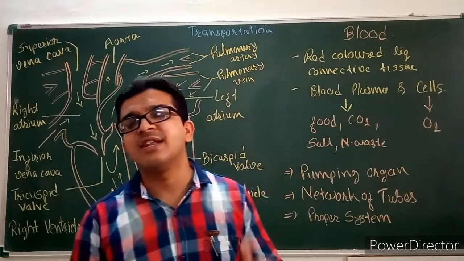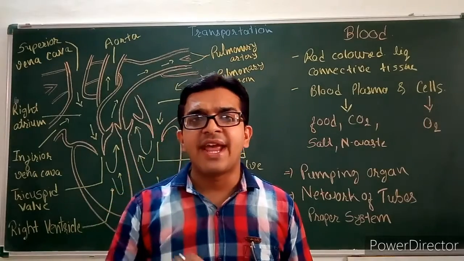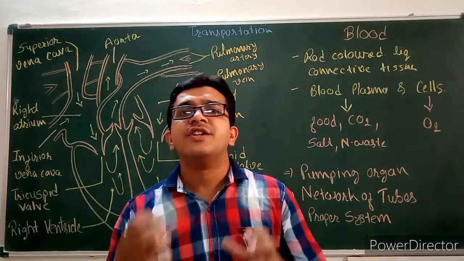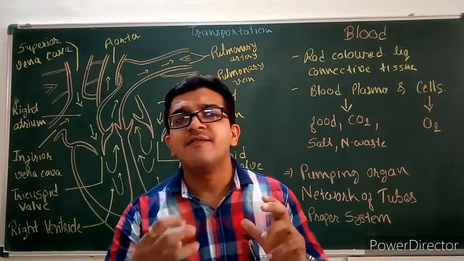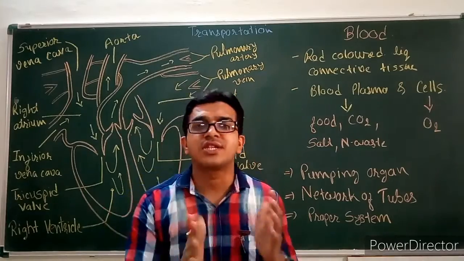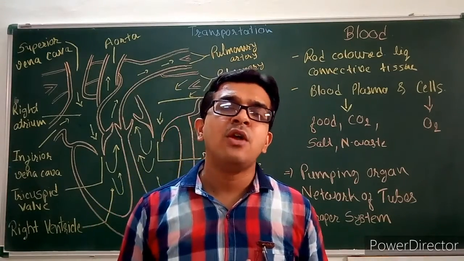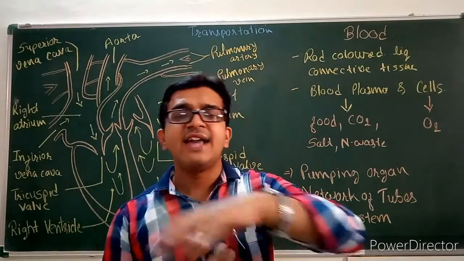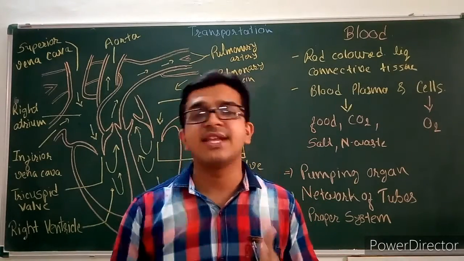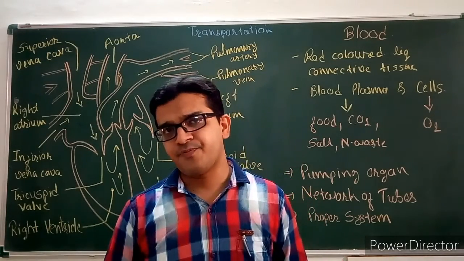Here, in a multicellular organism, for taking in food, for exchanging gases like O2 and CO2, and for removal of nitrogen containing waste material, we require a special transportation system. Why? Because in a multicellular organism, not all cells are in direct contact with the surrounding environment. So for this reason, we require a special transportation system.